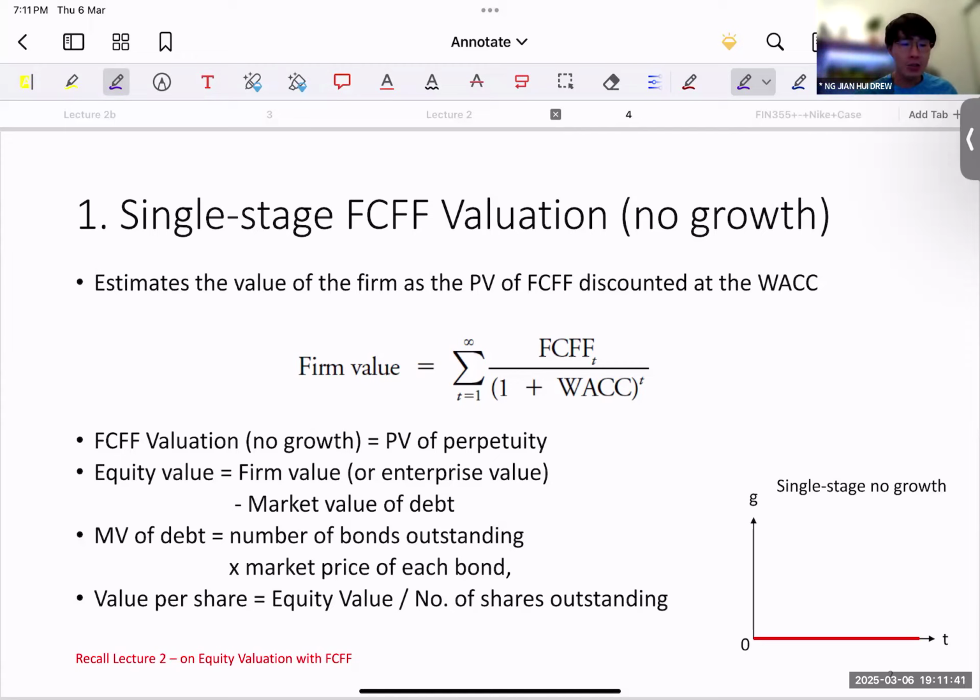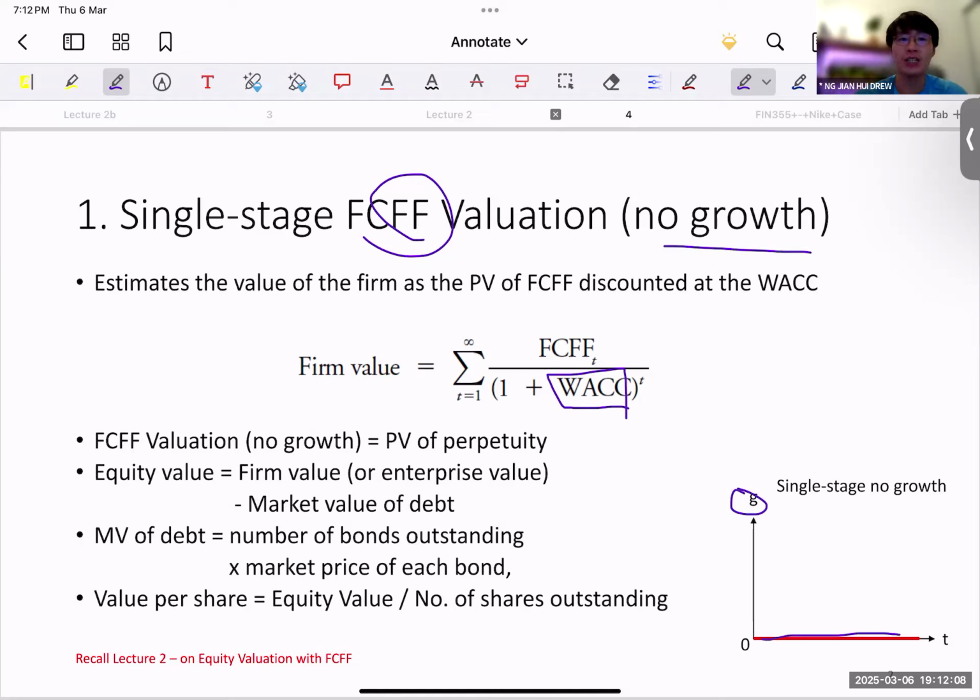Okay. For your free cash flow to firm, FCFF, just want to highlight that you are looking at a firm level. Whenever you look at firm level, we always have to consider the WACC, the weighted average cost of capital. In this case, we are looking at no growth, meaning that g is 0. So there's no growth here.